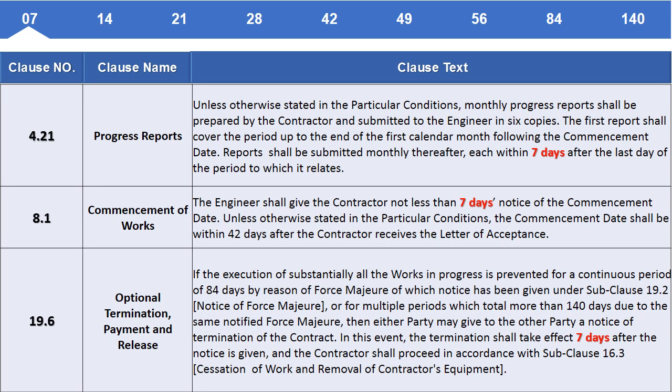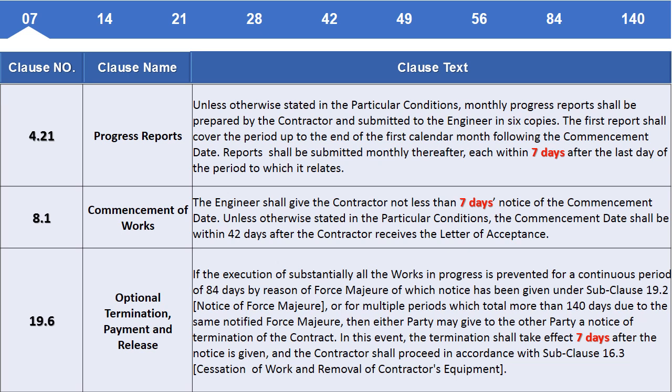Clause 8.1 Commencement of works. The engineer shall give the contractor not less than 7 days' notice of the commencement date. Unless otherwise stated in the particular conditions, the commencement date shall be within 42 days after the contractor received the letter of acceptance.